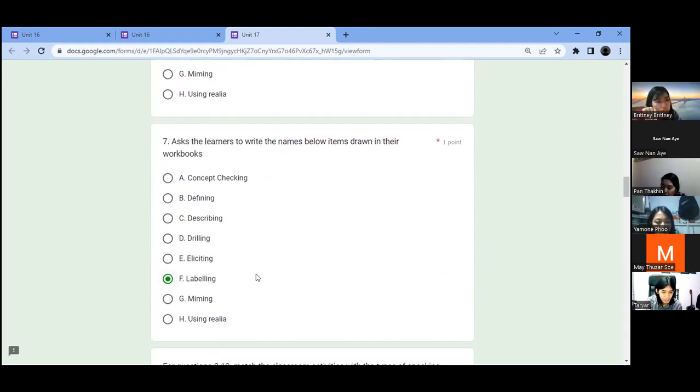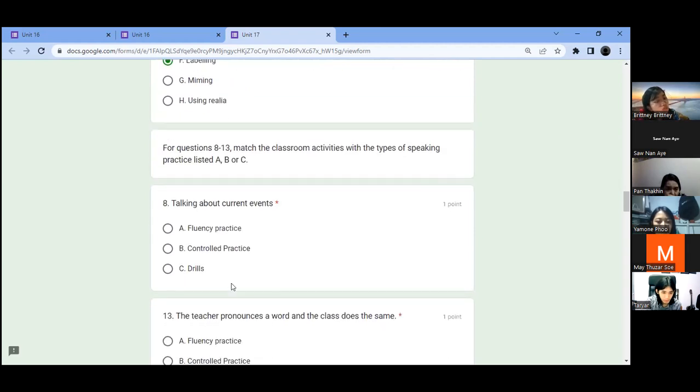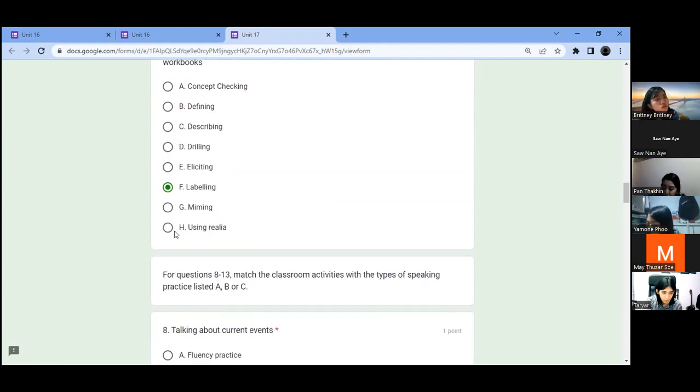Is it labeling? I think it's labeling. Not writing the names, it's labeling. Yes, labeling, sorry. So, using real year, the extra.